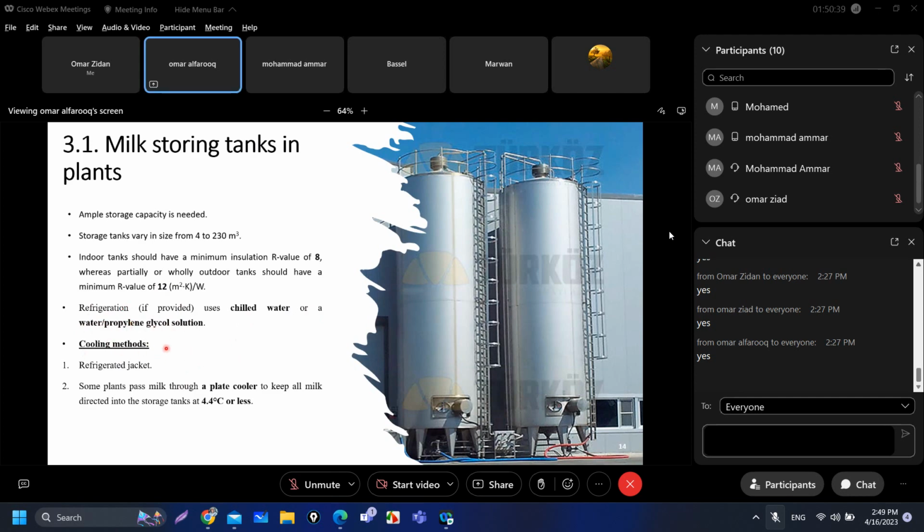Okay, and for the cooling methods, we either use a refrigerated jacket. A jacket is an annulus region in the tank, where the cooling medium will enter, recirculate, and then be drained after we cool the product. And some plants just pass the milk through a plate cooler before we pump it to the tank, like a pre-cooling method, to cool it to 4.4 degrees Celsius or less. But this is not always the case. If refrigeration is provided, we use those methods. Sometimes we only rely on the insulation of the tank to keep the milk at the desired temperature.